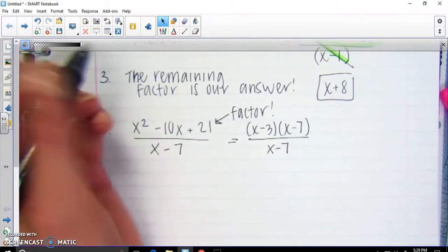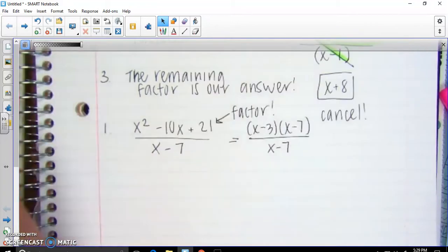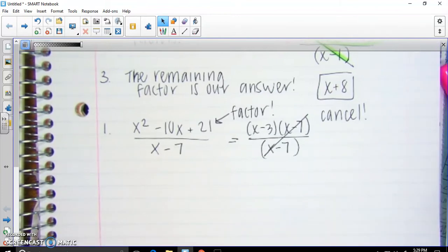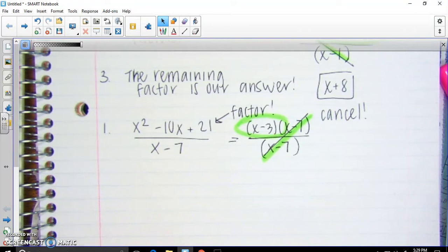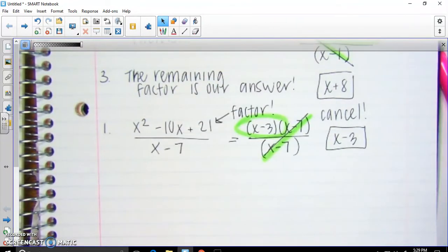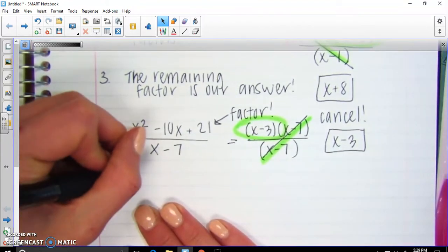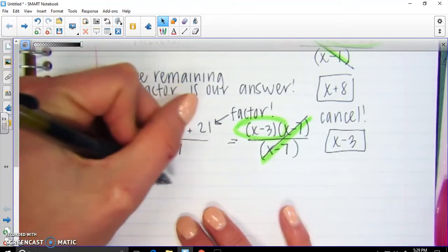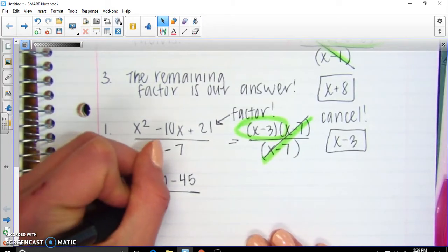Okay, our step 2 was to cancel common factors. So now we're going to cancel. We've got this nice x minus 7 in the top and the bottom. So those are gone, and whatever's left is our answer: x minus 3. And that's it. Let's try some more. So for number 2, we've got m squared minus 4m minus 45, all of that over m minus 9.